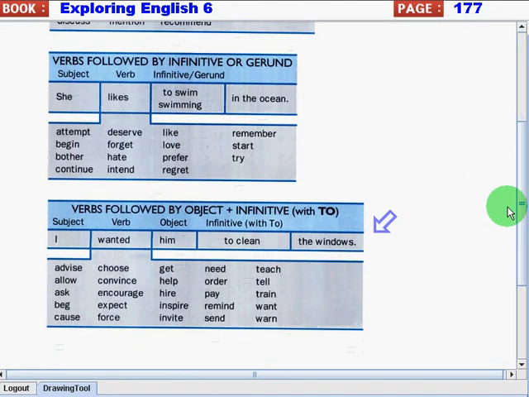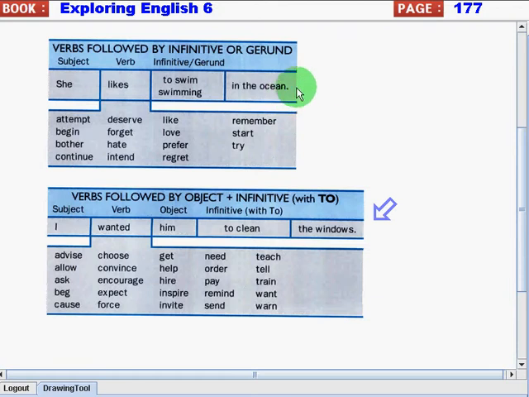Now let's go on to verbs followed by infinitive or gerund. She likes to swim in the ocean, or she likes swimming in the ocean. As you can see, our structure is kind of the same. First our subject, followed by our verb, but it can be followed by a gerund again or an infinitive. An infinitive has the word to followed by the base form of the verb.